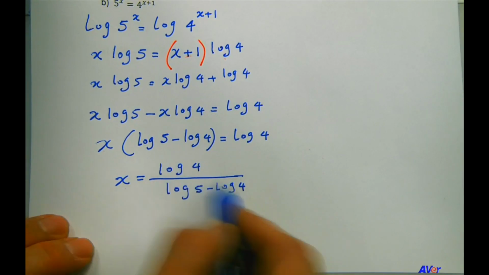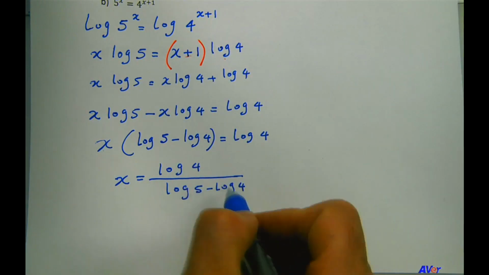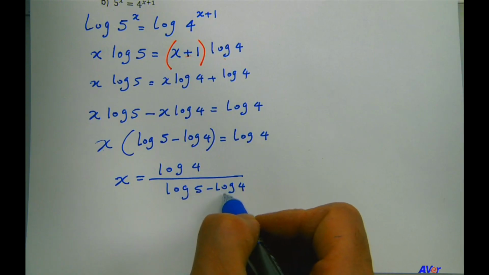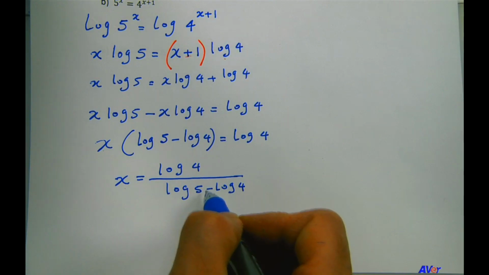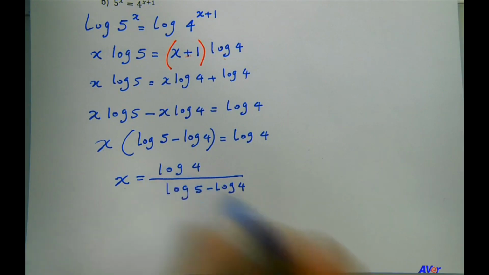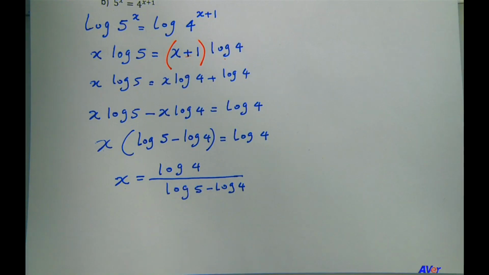Can we simplify this by that? No. I've seen this happen many times. People simplify this by that. You cannot do that. This is not allowed because log of 5 is not being multiplied by log of 4 in the denominator. If these two in the denominator were being multiplied, then you could cancel log of 4. But not now. You have subtraction in the denominator.